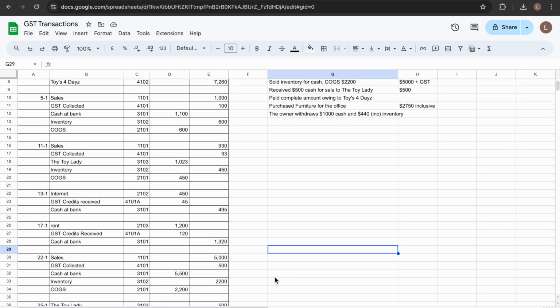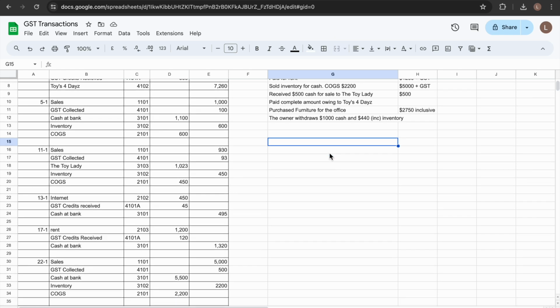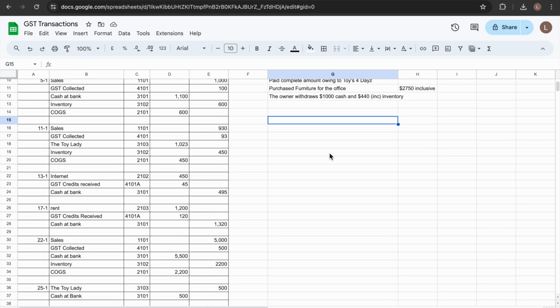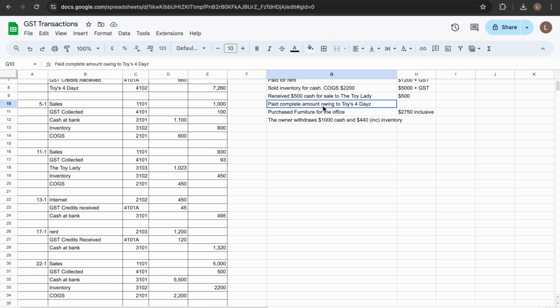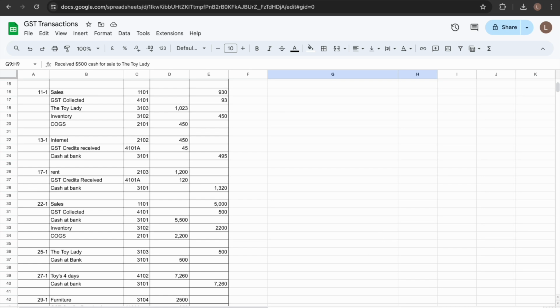Now, here I've got sales again. So that's that account up here. Sold inventory for COGS 2000, 5000 plus GST. Pretty self-explanatory. Paid complete amount owing, or received $500 cash for sale to the toy lady. Just because it's an accounts receivable account, we don't know the value of the GST. Most likely, it would have been paid in the previous month, or it would have already been settled with the Australian Tax Office. We're just waiting for the final payment.